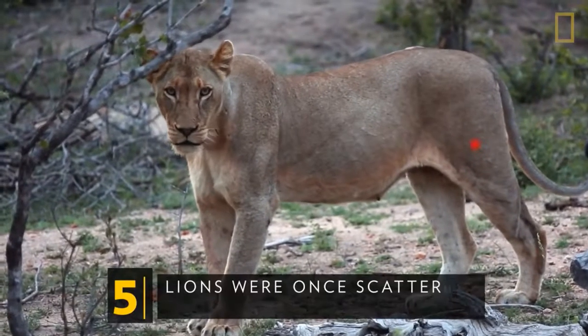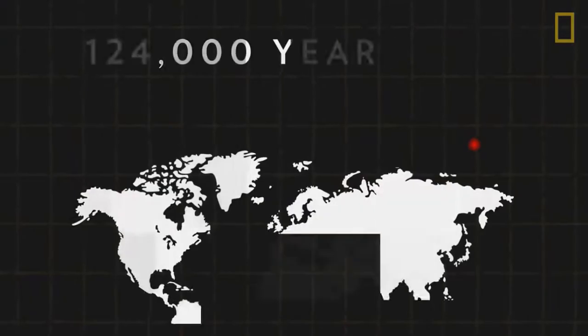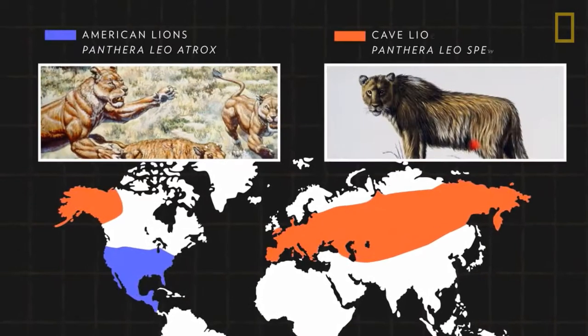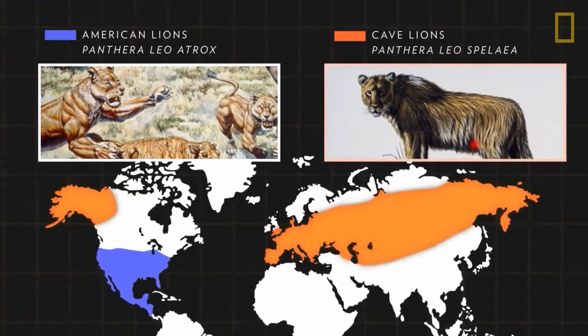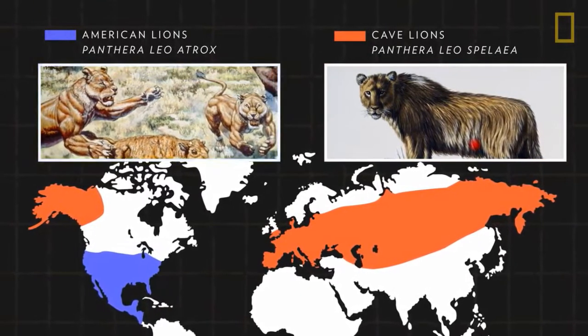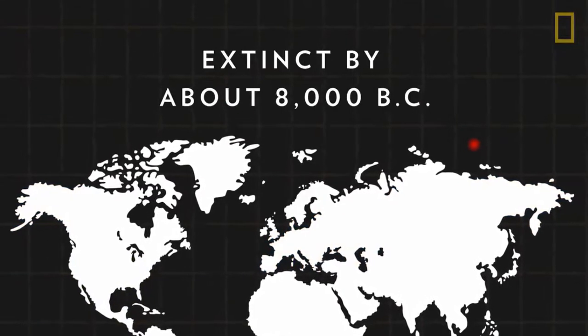Lions were once scattered worldwide. Around 124,000 years ago, several subspecies of lions existed throughout the planet. This included the cave lions of Europe and the American lions of North America. Unfortunately, both became extinct by about 8,000 BC.